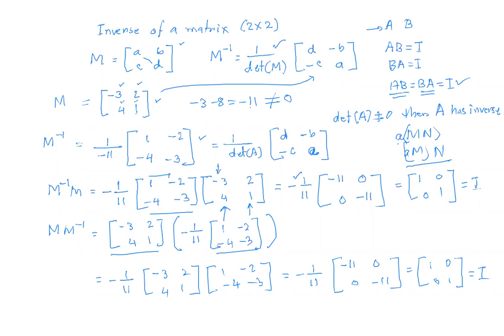And that is how you find the inverse of a 2 by 2 matrix. Make sure that you know the rule that if the determinant is 0, then the matrix does not have an inverse. If the determinant of the matrix is non-zero, then it has an inverse.